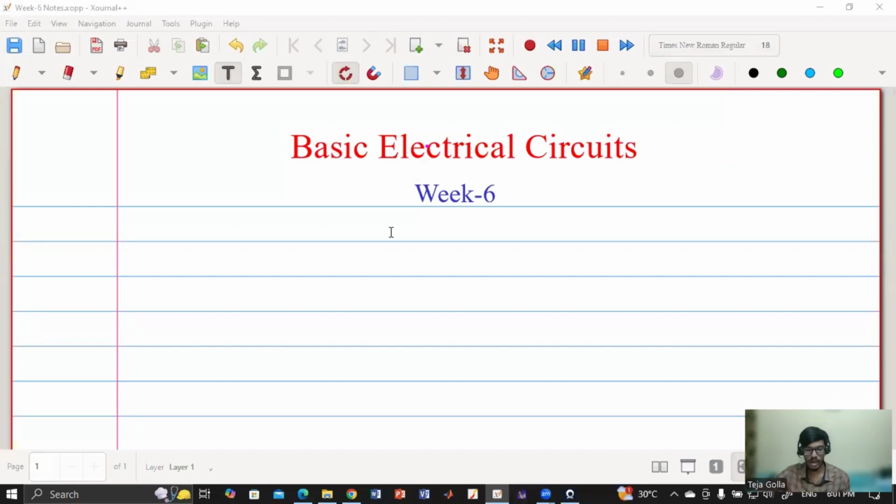In the last week, we discussed a few circuit theorems, and today we'll be discussing a few more, mainly the Thevenin theorem, Norton theorem, and maximum power transfer theorem. And then we'll go to the two-port networks. But before that, I'll quickly summarize Thevenin's theorem, Norton's theorem, and maximum power transfer theorem, and then we'll solve a few problems on this, and then move to two-port networks.